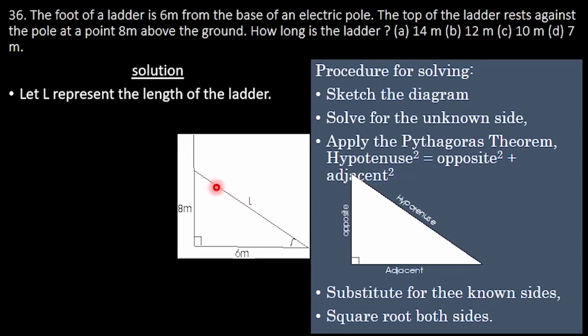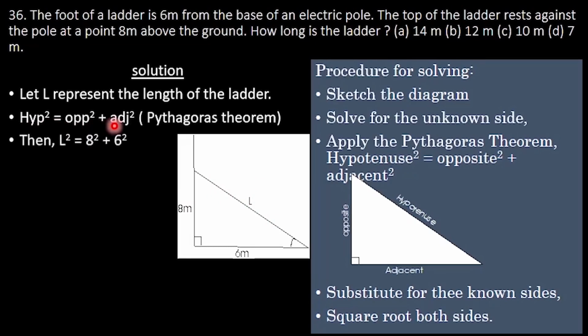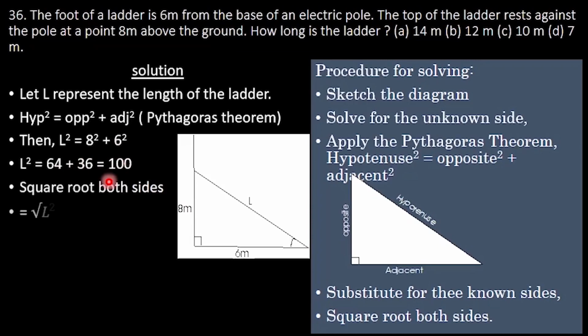Now let's start. Let's represent the length of the ladder as L. Let's apply the Pythagoras theorem. We have hypotenuse squared is equal to opposite squared plus adjacent squared. Then L squared is equal to our opposite side, which is 8. Therefore we have 8 squared plus the adjacent side, 6 squared. Then L squared is equal to 8 squared, which is 64, plus 6 squared, which is 36. The sum of these two is 100. Then square root both sides. We now have the root of L squared is L. The square root of 100 is 10 meters.